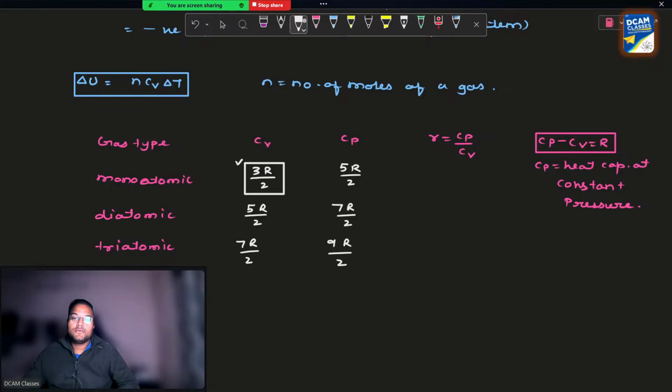Then again, that Cp of the previous gas becomes the Cv of the coming gas. Then use Cp minus Cv is equal to R. So to get gamma, take the division Cp by Cv. You'll get 5 by 3, which is 1.67. This is 7 by 5, 1.4. 9 by 7, 1.28.